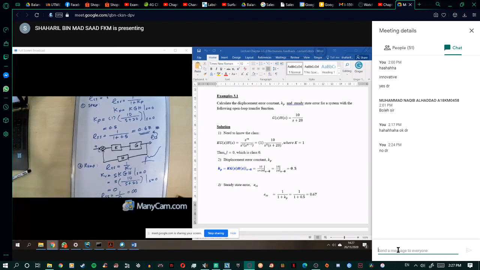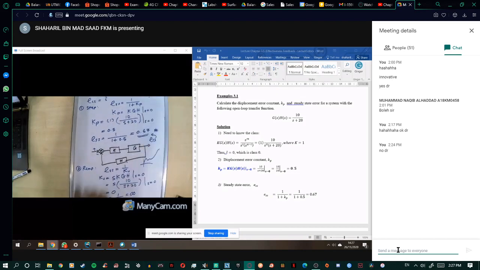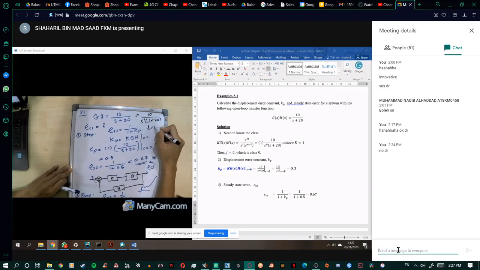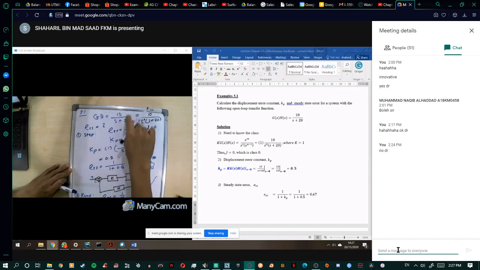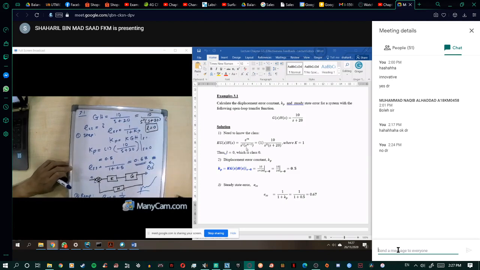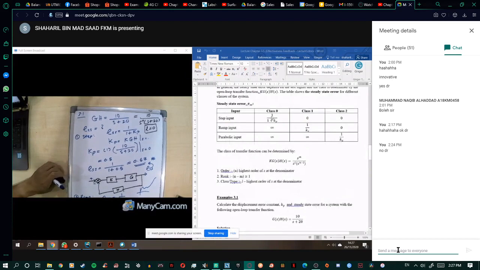So let's look at the class for this system. How do we look at the class? It is 10 divided by s to the power of 0, times (s plus 20). So that means your class is L equal to 0. You just need to look at this guideline table. When the class equals 0, your step input will have a certain value, but the ramp input will be infinity, and the parabolic input will also be infinity.